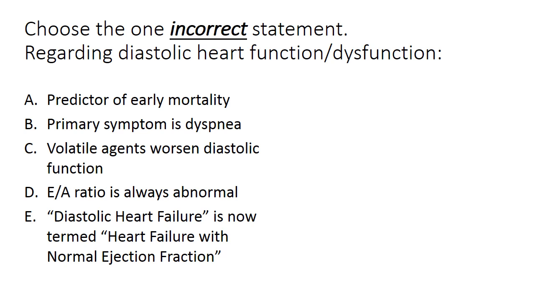This is a very complex issue which I will attempt to introduce you to by reviewing cardiac cycles in the next few slides and some echocardiographic information which hopefully will help you understand diastolic dysfunction a little bit better. In the world of cardiology, diastolic dysfunction is associated with early mortality. The primary symptom is dyspnea. Volatile agents tend to worsen diastolic dysfunction at the cellular level.